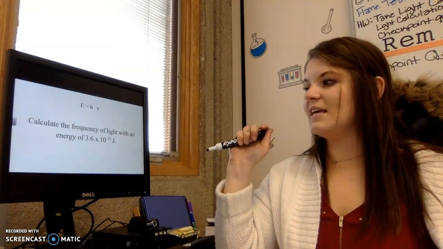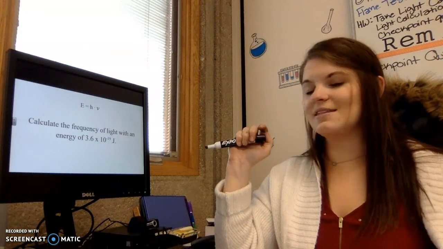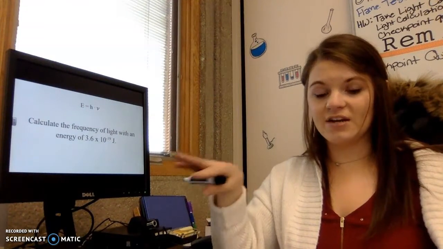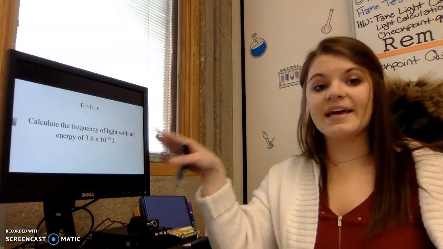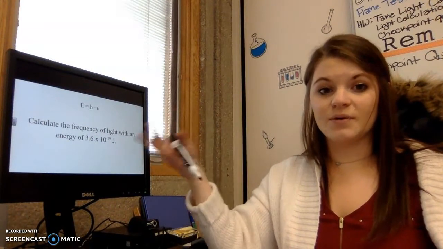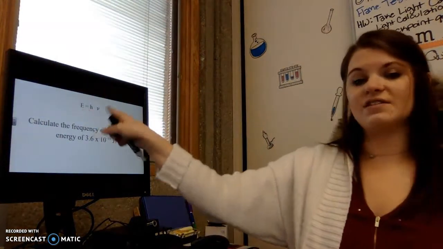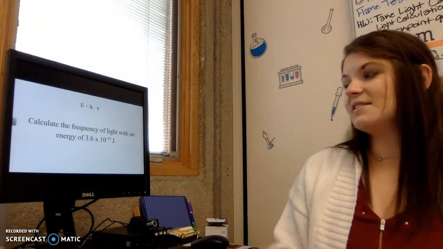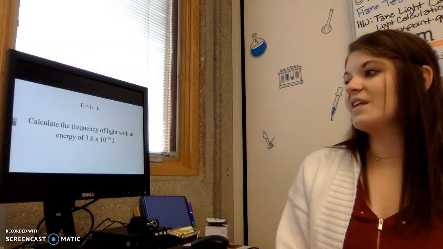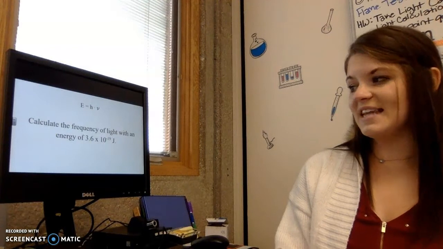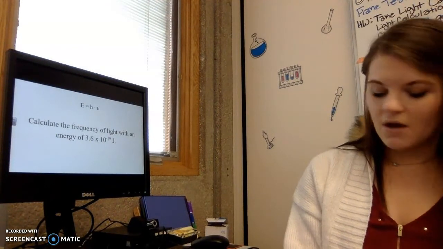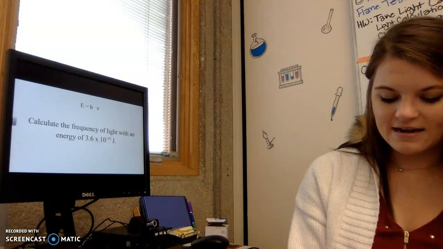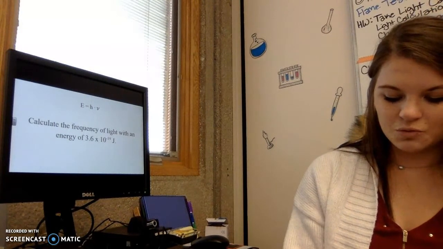Calculate the frequency of light with an energy of 3.6 times 10 to the negative 19th joules. Okay, we don't need to do any converting here. The only converting you need to do with these light calculations is between meters and nanometers with wavelength. And wavelength is not a part of this equation. So we're solving for frequency, with an energy of 3.6 times 10 to the negative 19th joules. Plug in capital E, 3.6 times 10 to the negative 19th joules.